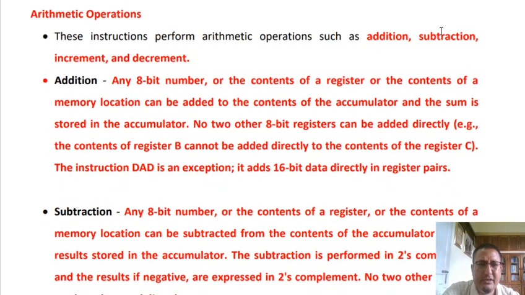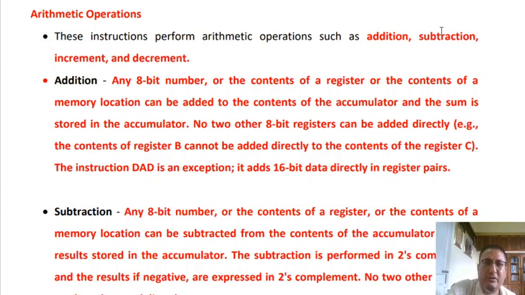Now, the next category is the instructions that are capable of performing arithmetic operations. Arithmetic operation includes addition, subtraction, increment, and decrement. Let's start with addition. Any 8-bit number or content of a register or content of a memory location can be added to the content of the accumulator, and the result is stored in the accumulator.